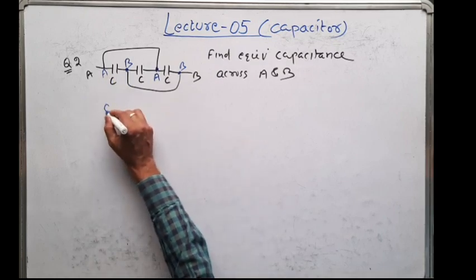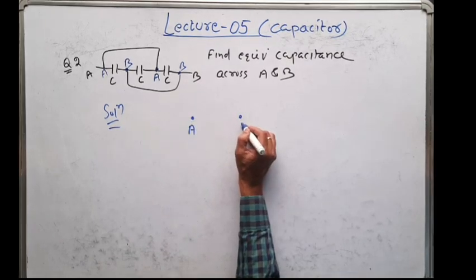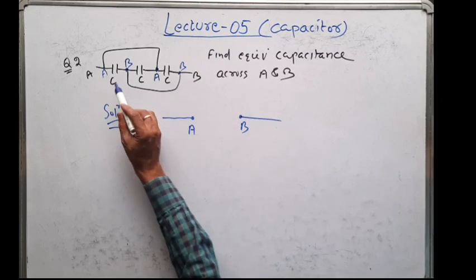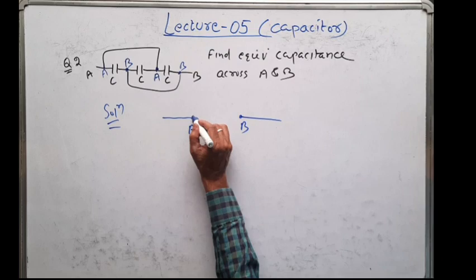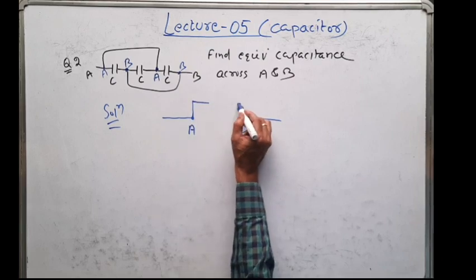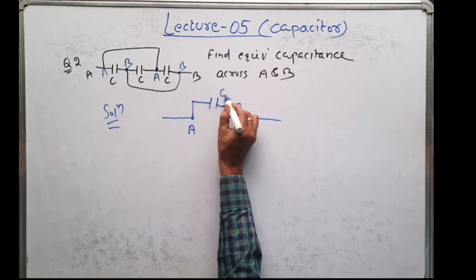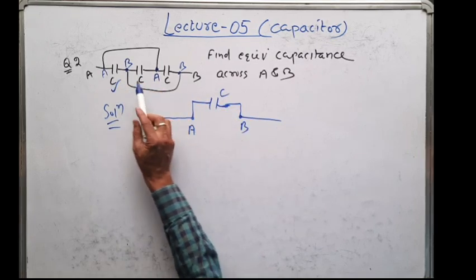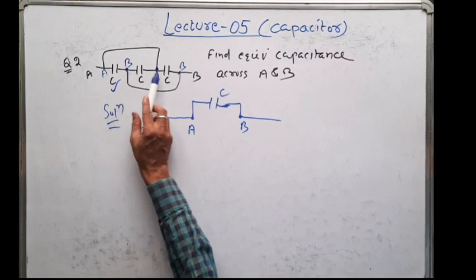So how will I solve this problem? You see, first take a point A, then point B, and just bring two lines from A to B. So this first capacitor is connected between A and B. This is A, this is B. So this capacitor C is connected between A and B in one path. Again, this C is connected between B and A, or A and B, in another path.